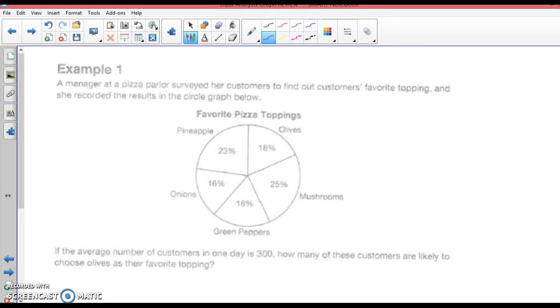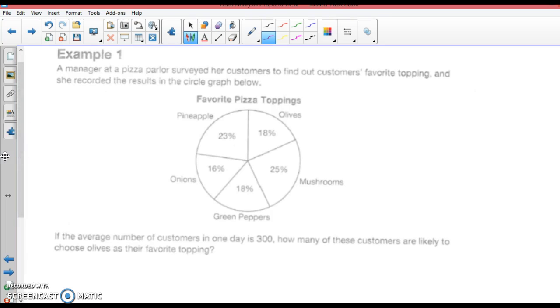Example 1. The manager at a pizza parlor surveyed her customers to find out customers' favorite toppings, and she recorded the results in the circle graph below. If the average number of customers in one day is 300, how many of those customers are likely to choose olives as their favorite topping?